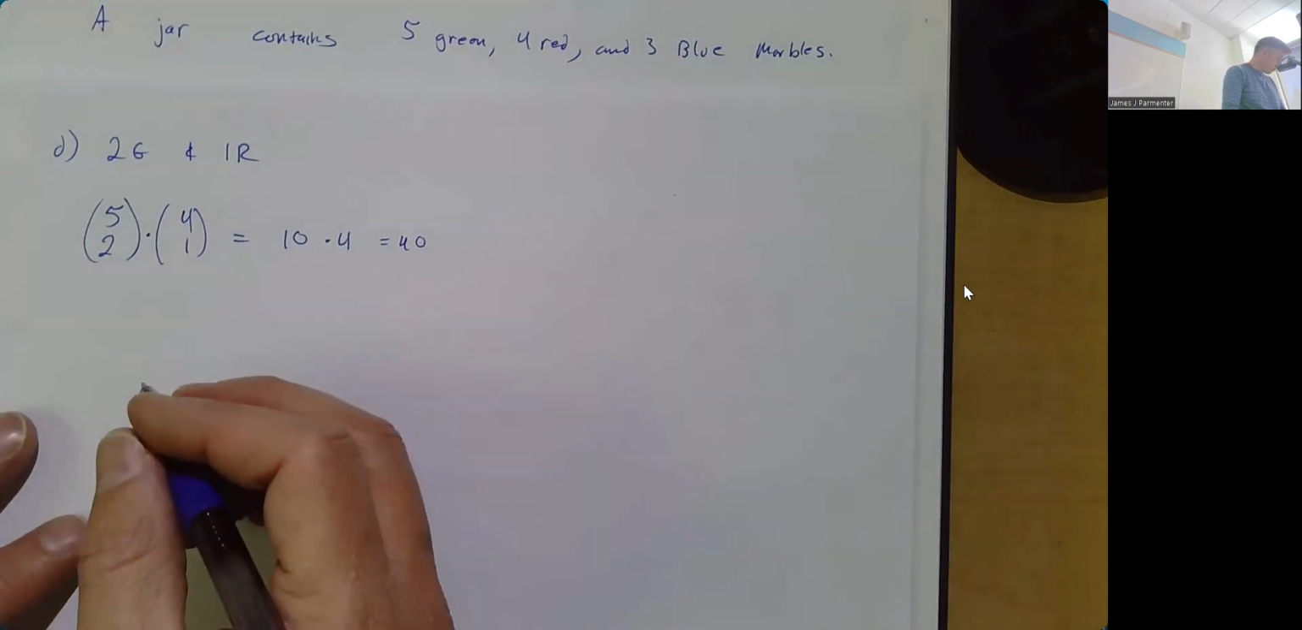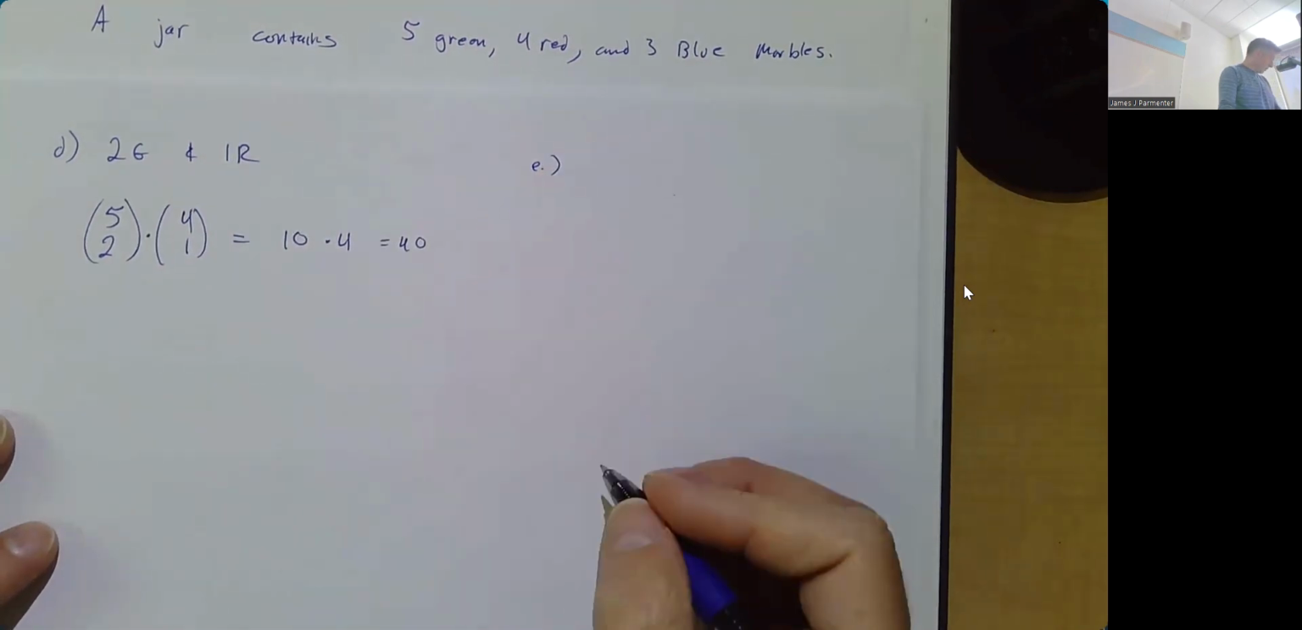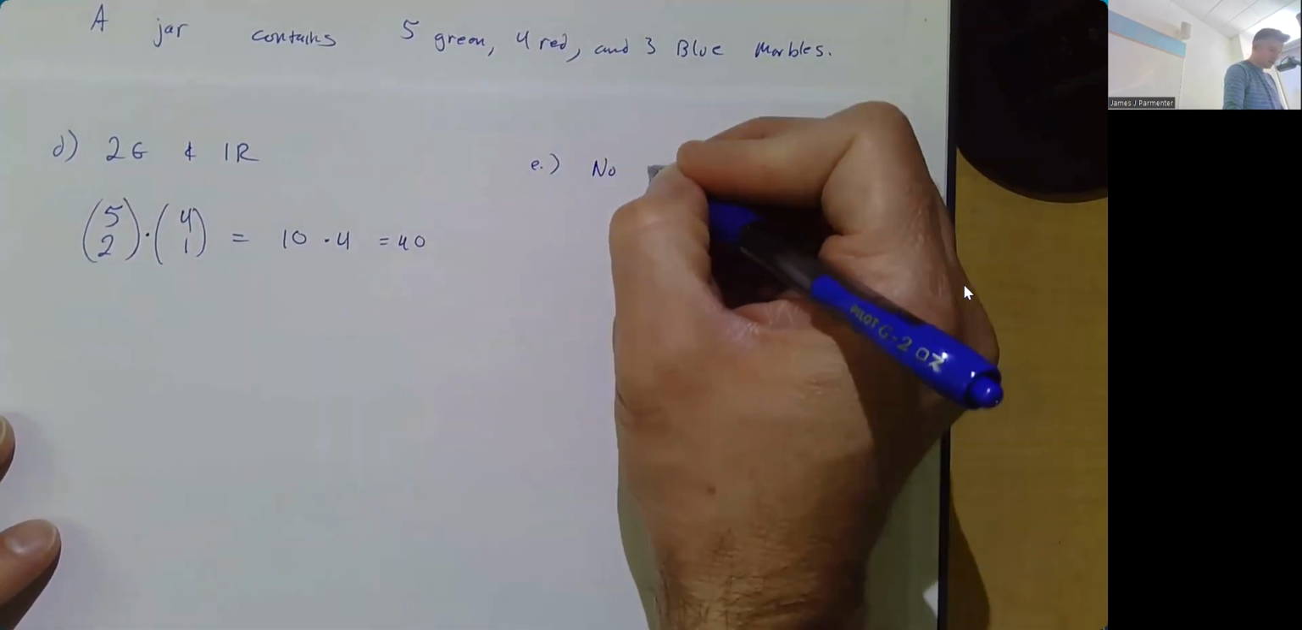I like this next question. So 2 more, and then we'll move on. What if I wanted no green ones?